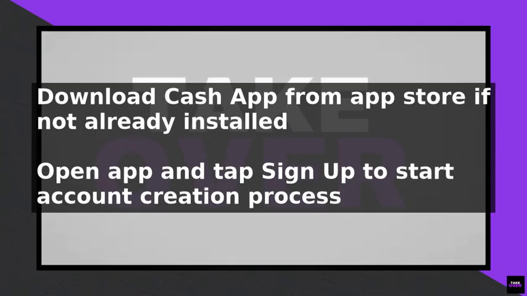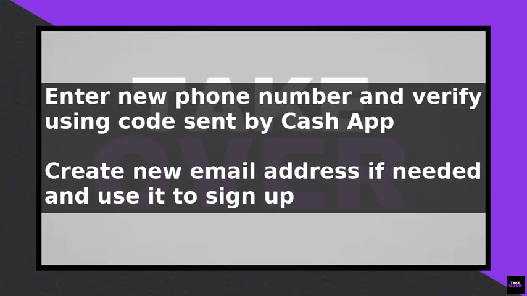Enter your new phone number and verify it using the code sent by Cash App. Create a new email address if you do not already have one, and use it to sign up for the new account. You will be asked to provide some personal information, including your name, date of birth, and social security number. This information is required to comply with federal regulations and to help keep your account secure.